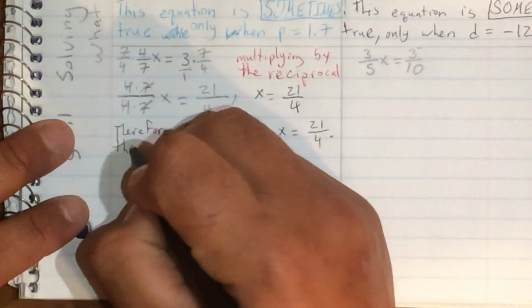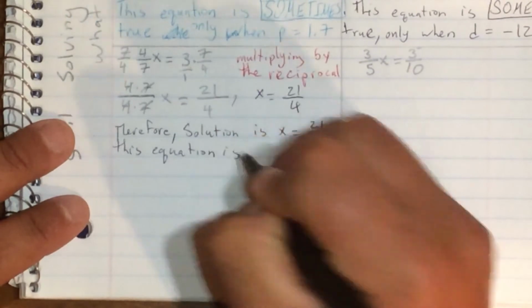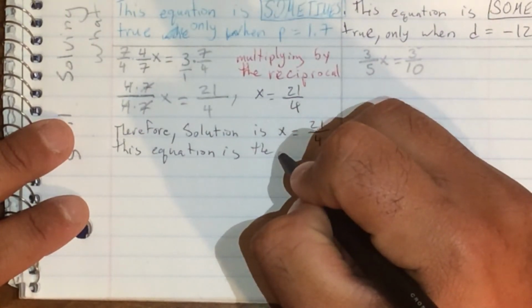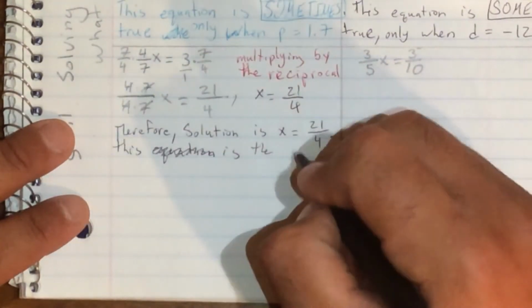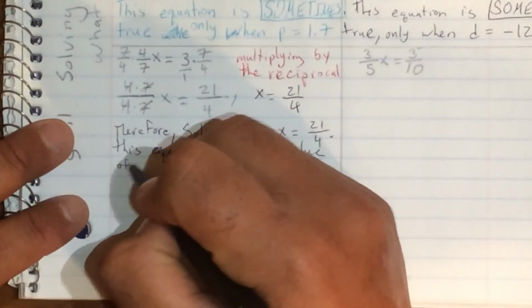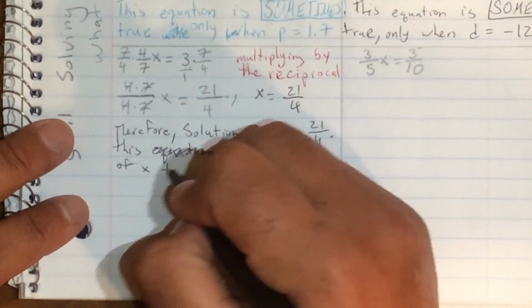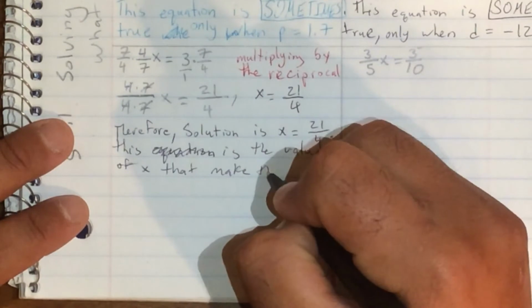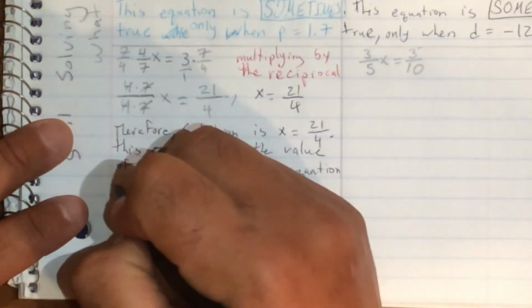So this equation is the value of x that makes the equation true.